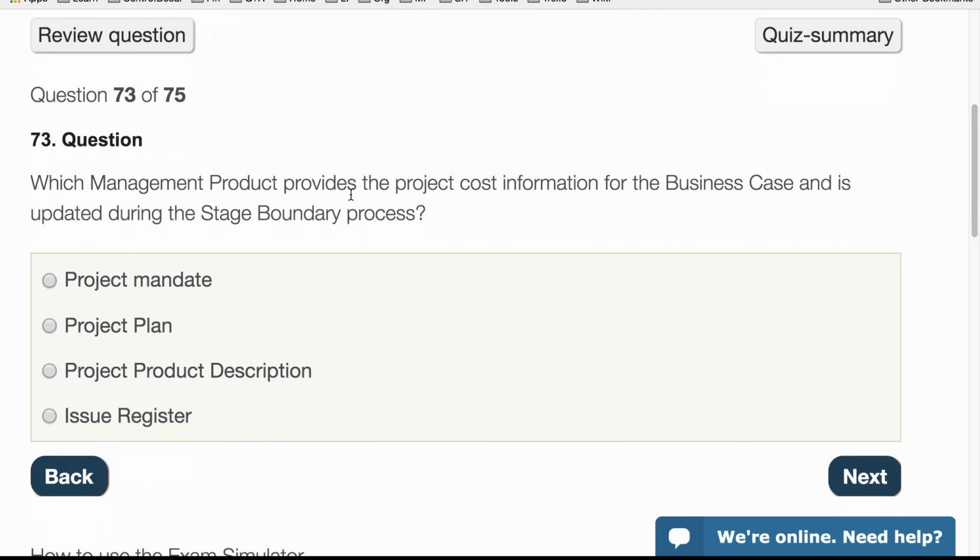Which management product provides the project cost information for the business case and is updated during the stage boundary process? So which management product provides the project costs? The keyword here is project costs, and this information is used by the business case to calculate the return on investment and is updated during the stage boundary process. So that's definitely then the project plan, because that's where the project costs are. So that's it there.